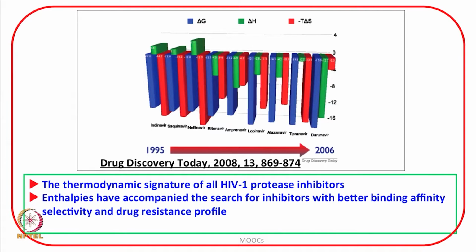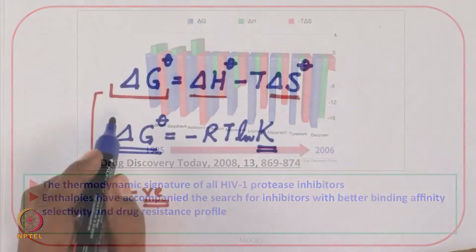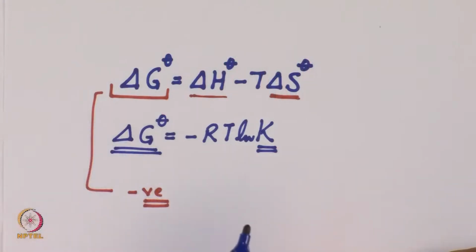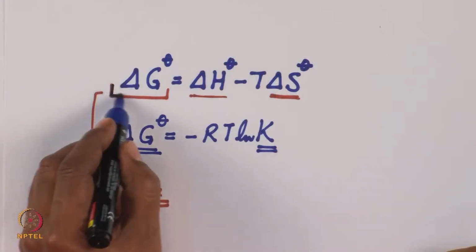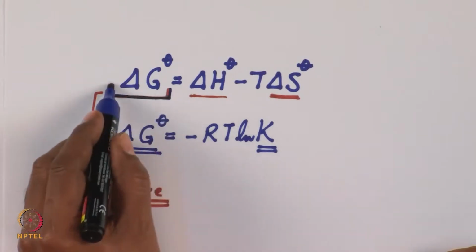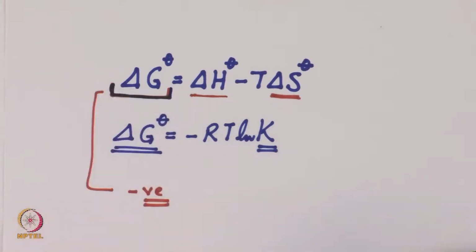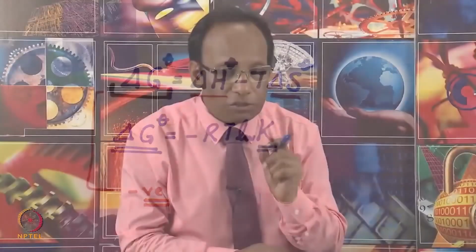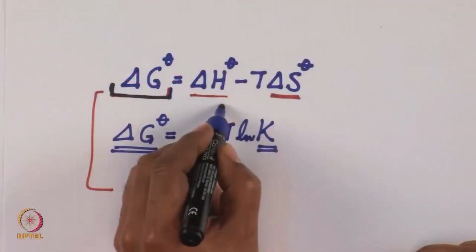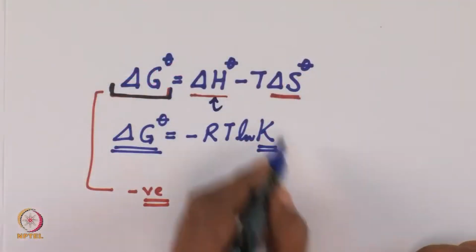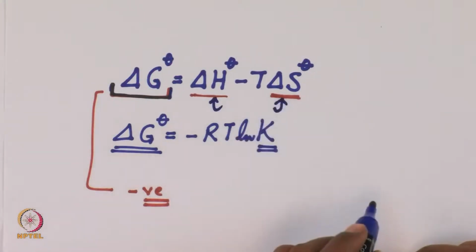Now, binding affinity, let us go back to this discussion. Affinity is talked about in terms of delta G naught, and affinity can be engineered. Now, I am using the word very carefully, engineered. The affinity can be engineered in a molecule by working on either delta H naught or delta S naught.